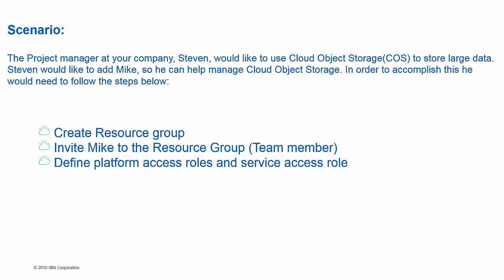Create a resource group, invite Mike to the resource group, define platform access roles and service access role. Just to note, IBM Cloud Object Storage is managed by IAM policy. We will now show you how to do this in the IBM Cloud Console.